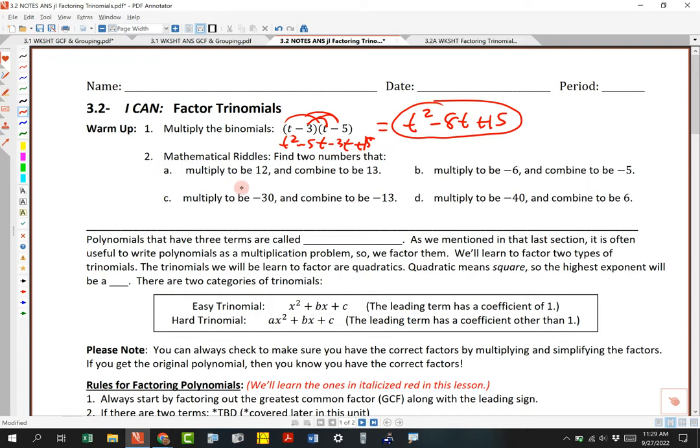Okay, so a couple riddles here. Multiply to be positive 12, and I say the word of the sign. So multiply to be positive 12, combined to be 13. Dane? 12 and 1. That would do it, both positive.